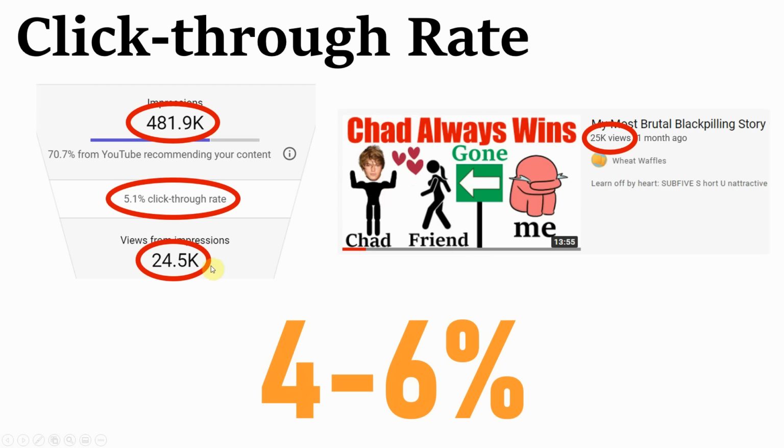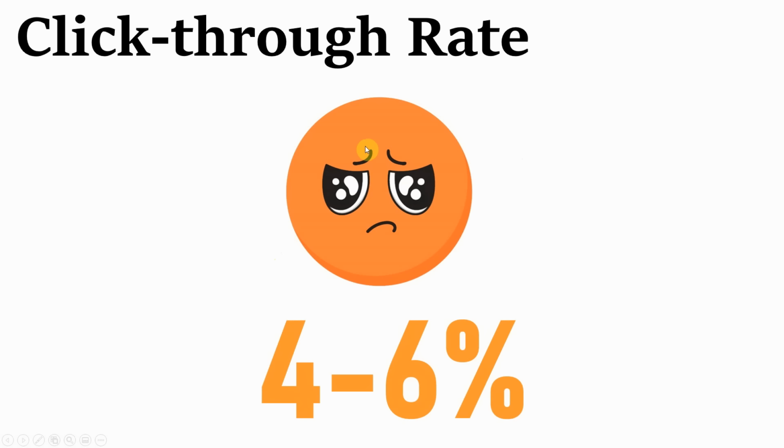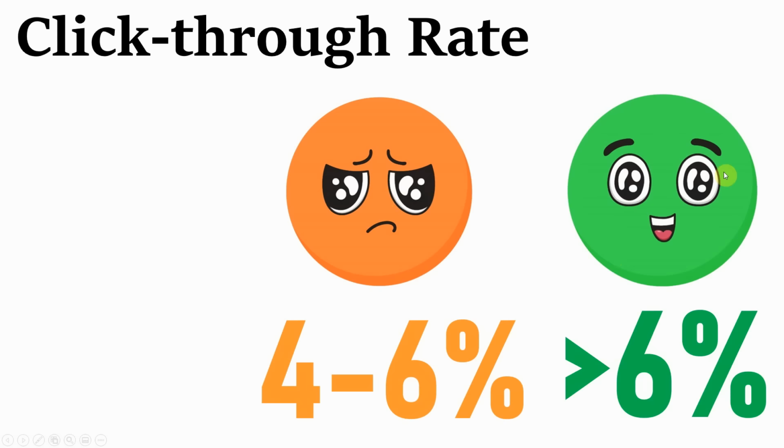Now this is extremely important, because if a video gets an average click-through rate of roughly 4 to 6%, the YouTube algorithm is neither happy nor sad. It's going to promote it as normal. But if a video has an above average CTR, then the algorithm is going to reward this video. This is what causes videos to spiral out of control and go viral.